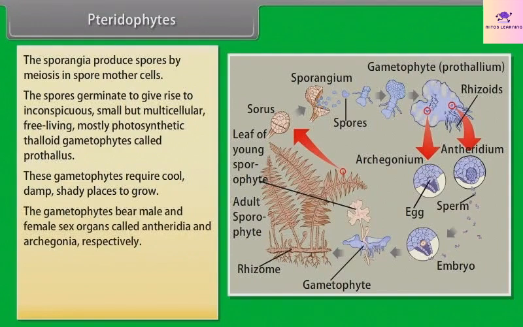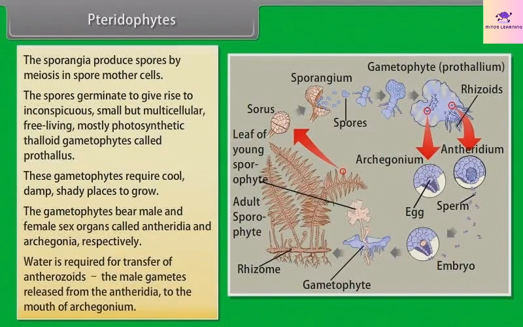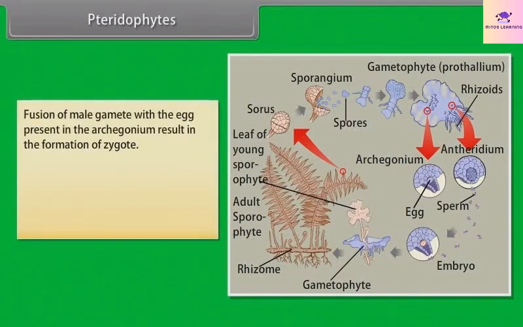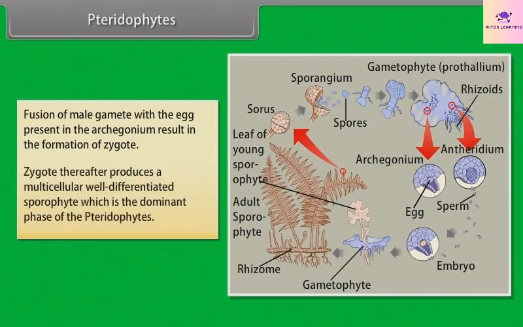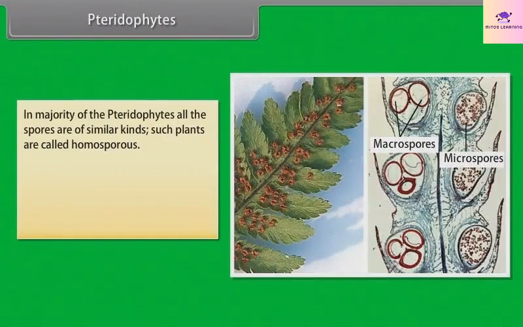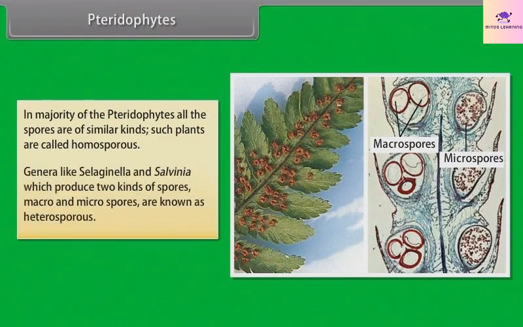The gametophytes bear male and female sex organs called antheridia and archegonia, respectively. Water is required for transfer of antherozoids. The male gametes release from the antheridia to the mouth of archegonium. Fusion of male gamete with the egg present in the archegonium results in the formation of zygote. Zygote thereafter produces a multicellular well-differentiated sporophyte, which is the dominant phase of the pteridophytes. In the majority of the pteridophytes, all the spores are of similar kinds. Such plants are called homosporous. Genera like Selaginella and Salvinia, which produce two kinds of spores, macro and microspores, are known as heterosporous.